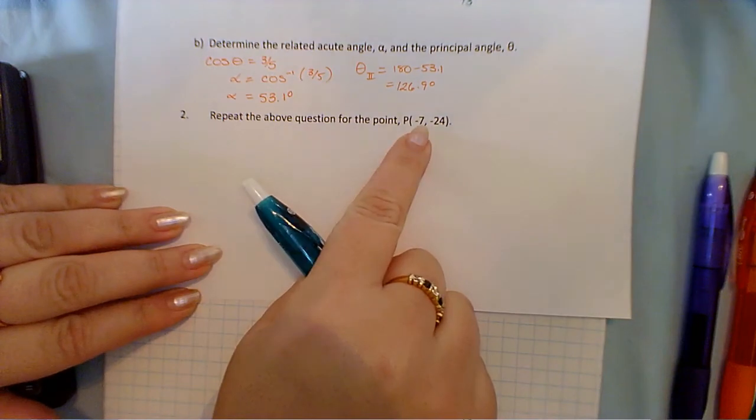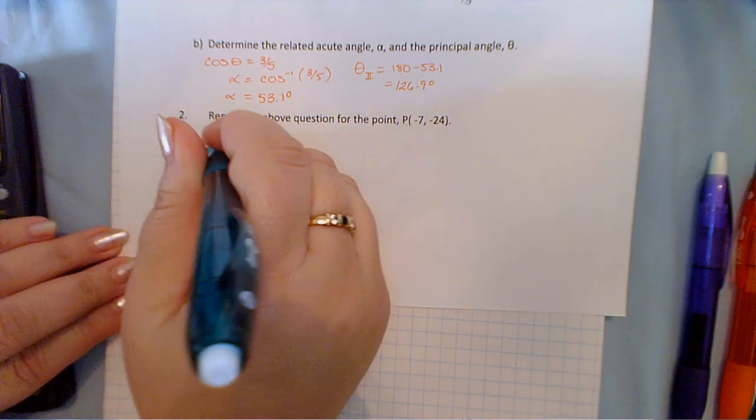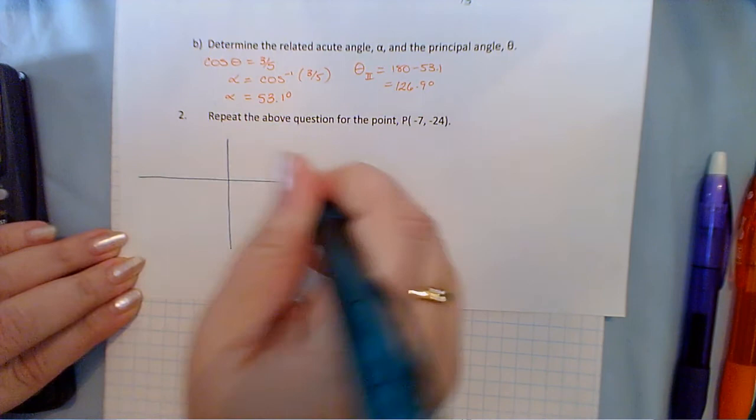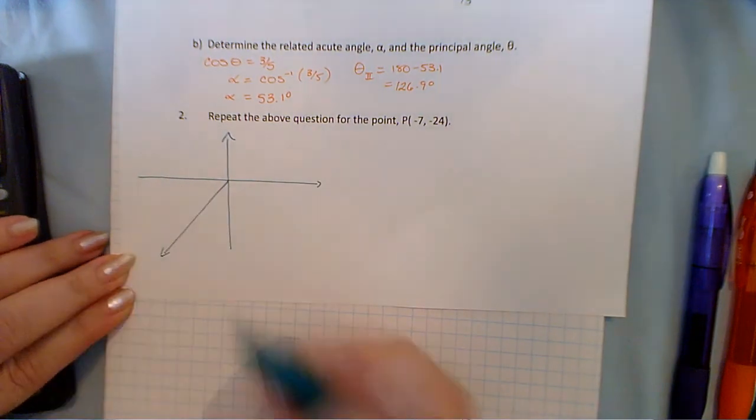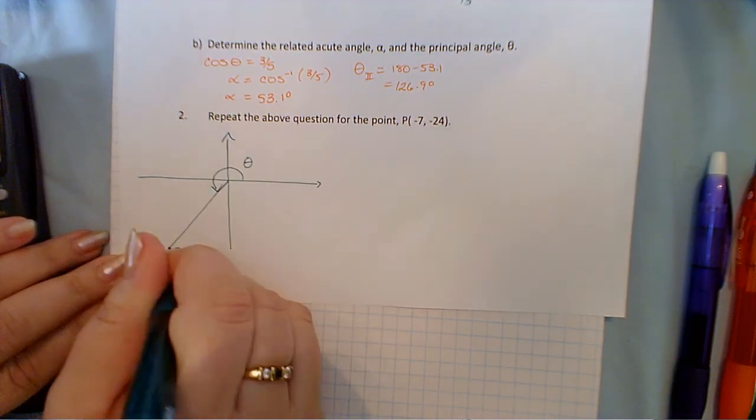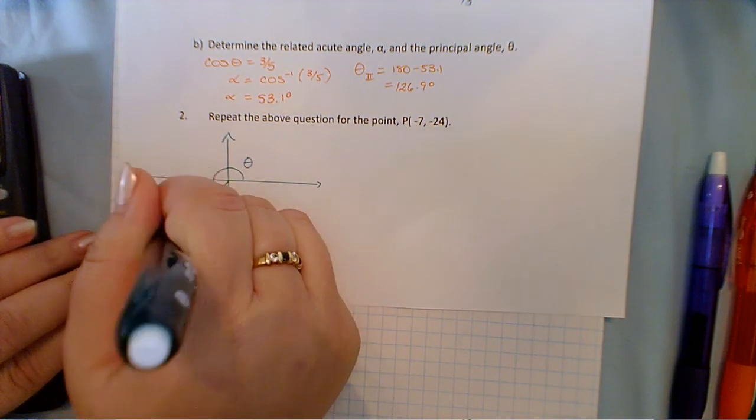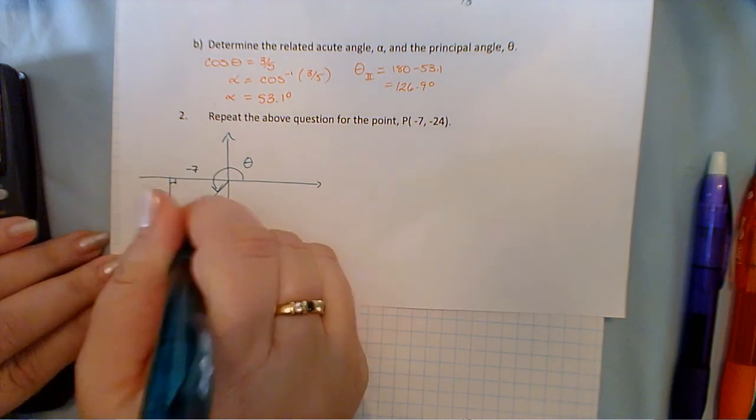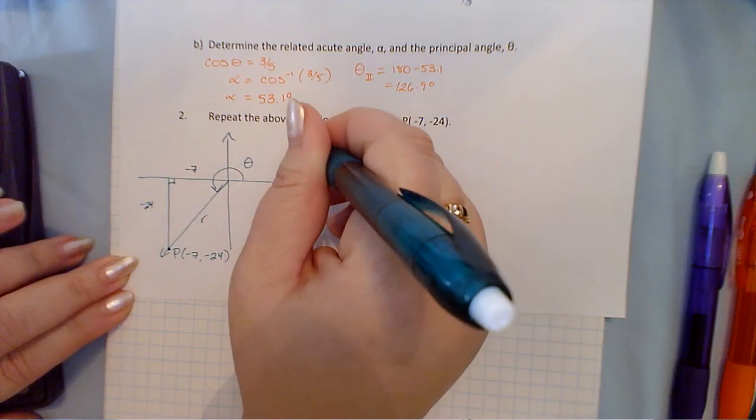Now, you're being asked to repeat the question for a different location. So same question, just now we're going to be at -7 and -24. So you're going to draw again. -7, -24 puts me down here in the 3rd quadrant. So there's my theta. I'm going to label everything. That's step 1. Draw a triangle. X is -7. Y is -24. This is R. We have to find R.